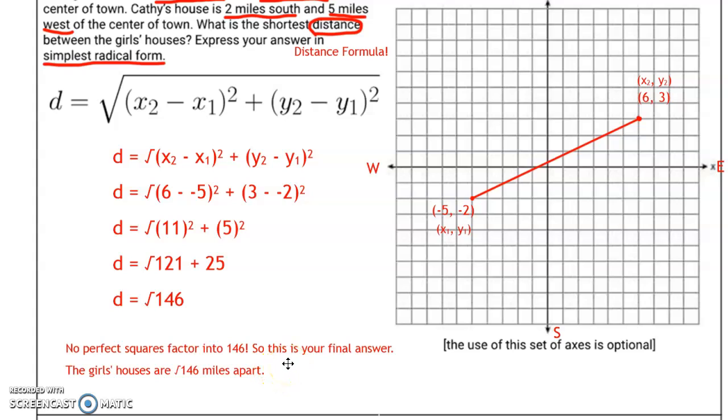You could put this into the calculator and get an answer. It's a little bit larger than 12. However, it does not ask for a decimal. It asks for simplest radical form, so we've got to leave it like that.